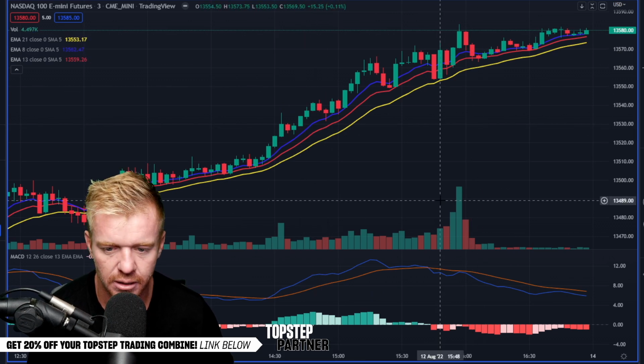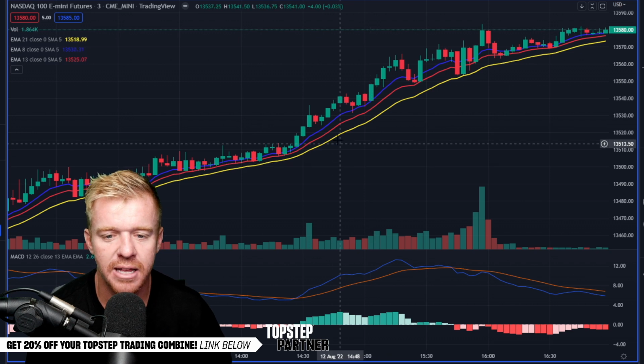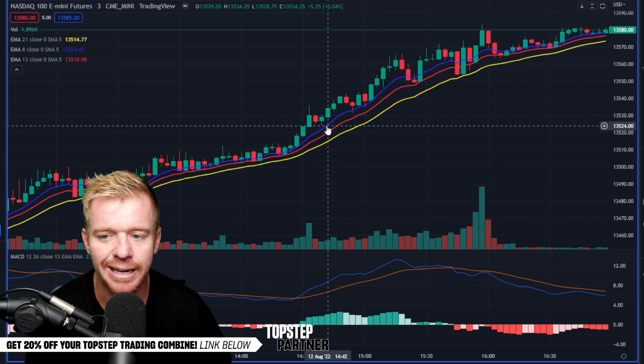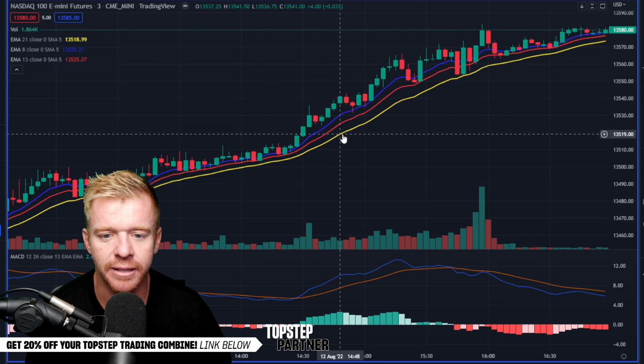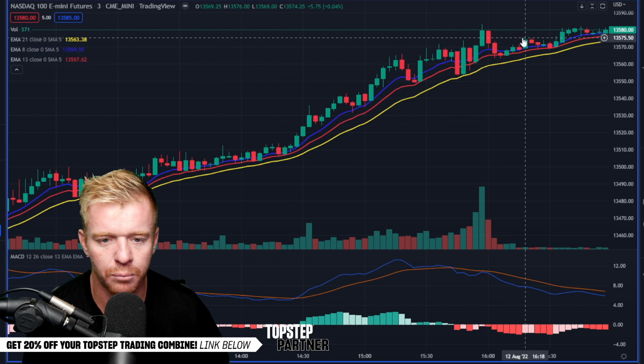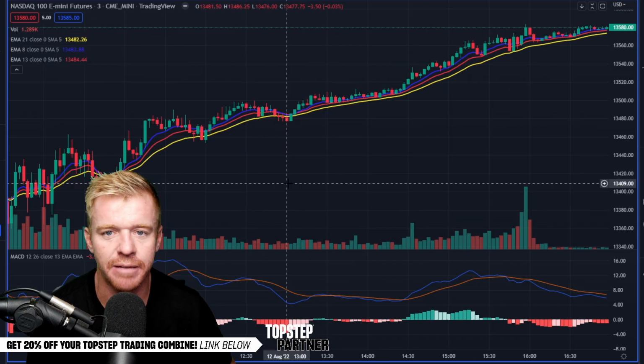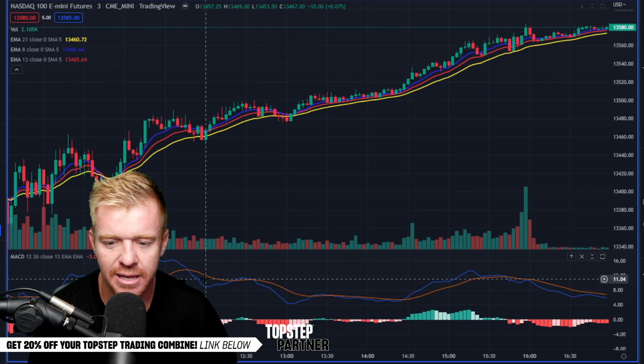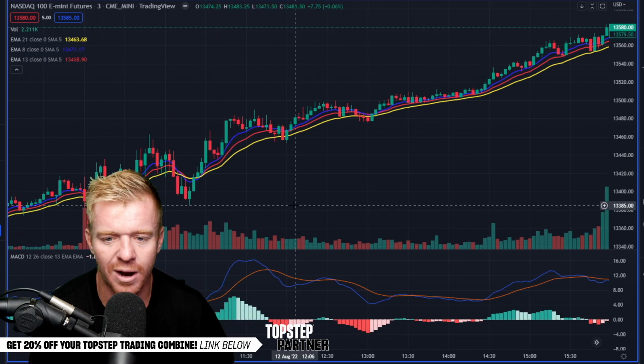Okay, awesome. So for the 3-minute chart, we're focusing on the price action above the 8 EMA, being above the 13, and then being above the 21, obviously. If we're above all that, well, then we're bullish. The MACD is the moving average convergence, right? That's showing us where we're getting different crosses.